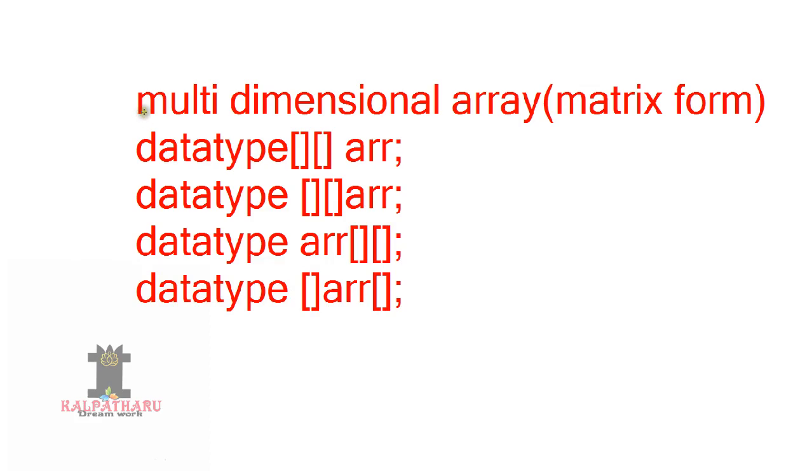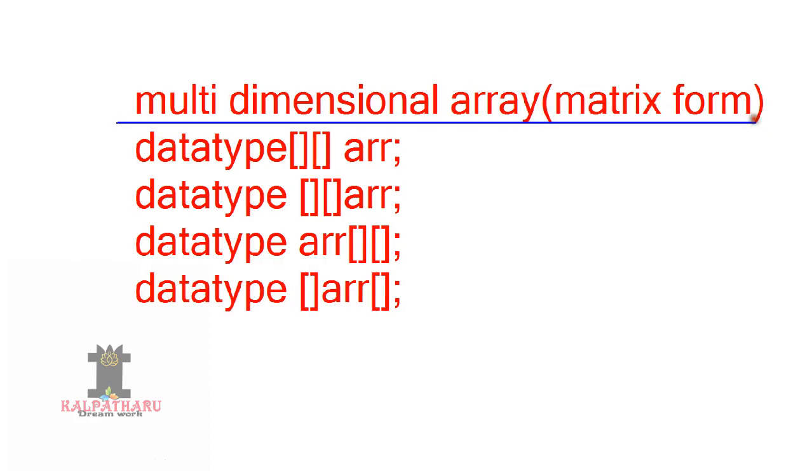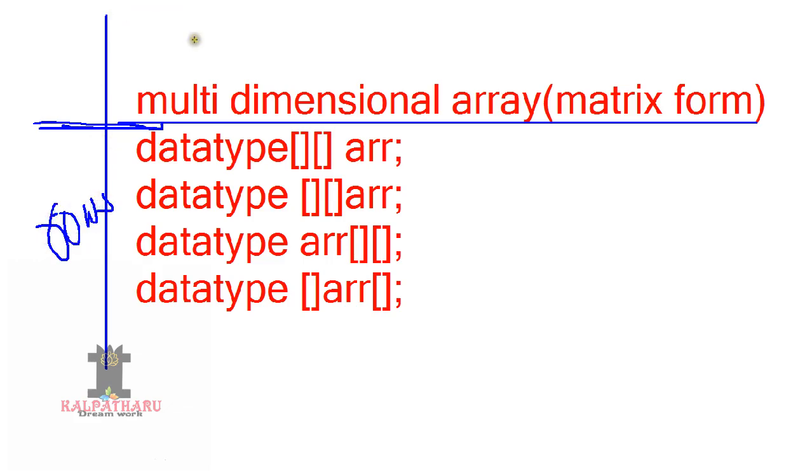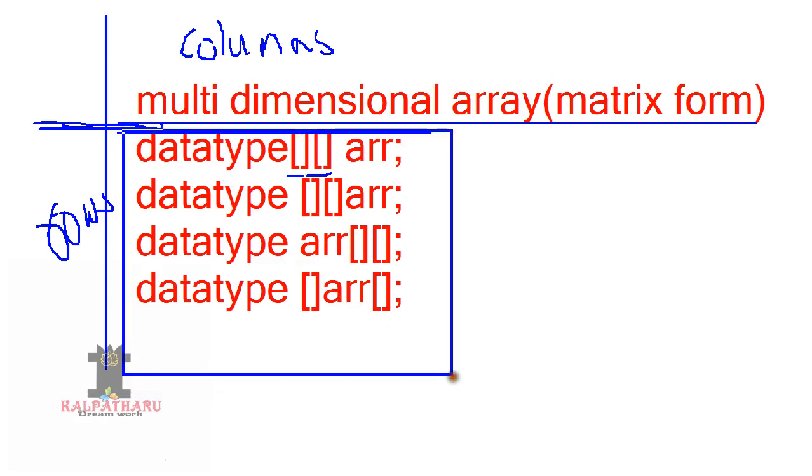See, this multidimensional array is also called matrix form because it will store the data in the form of rows and columns. It will store this data in rows and columns. That means this index is for row, this index for column. All these syntaxes are the same. All these indexes are the same.